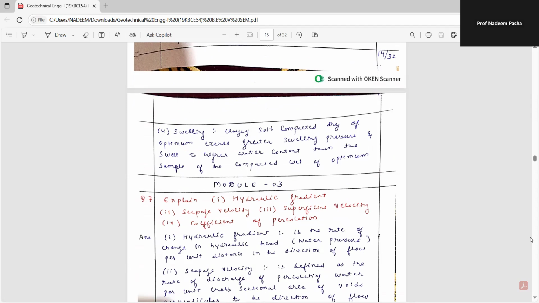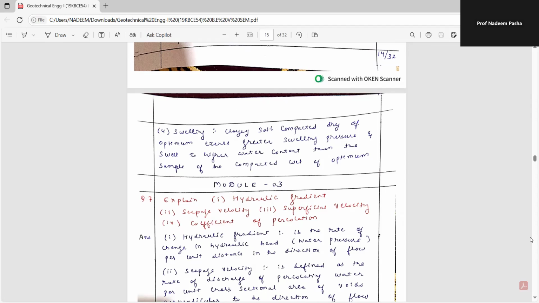Explain hydraulic gradient, seepage velocity, superficial velocity, and coefficient of percolation. How do you define hydraulic gradient? It is the rate of change in hydraulic head, or water pressure, per unit distance in the direction of flow.